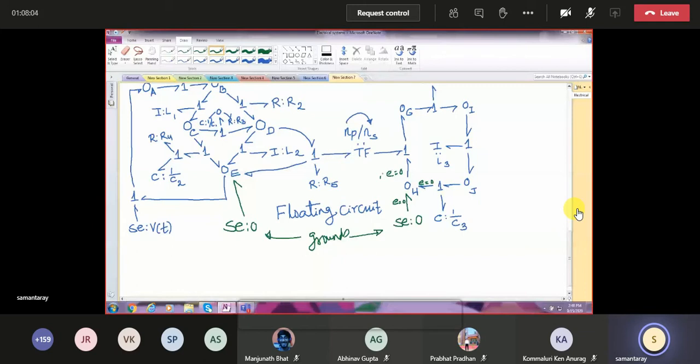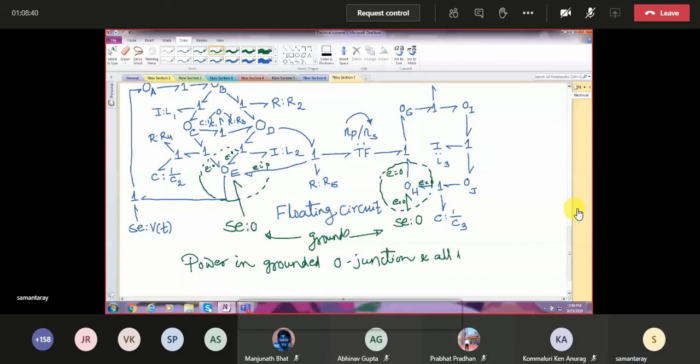Similarly, here effort 0, 0, equal to 0. So all these bonds also have 0 power. The grounded 0 junction and all its bonds are so. Let me write so.